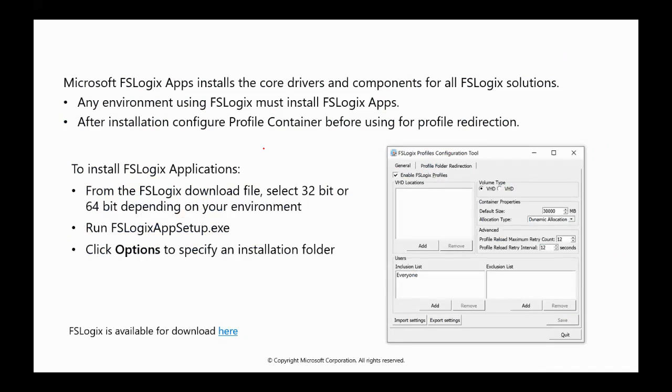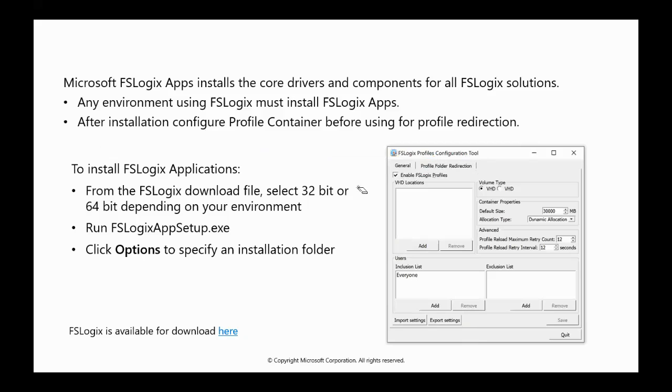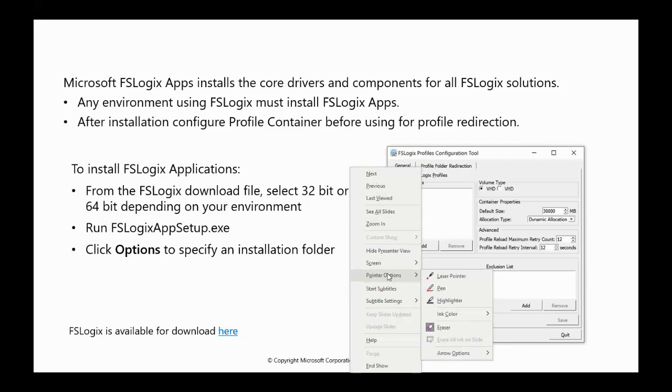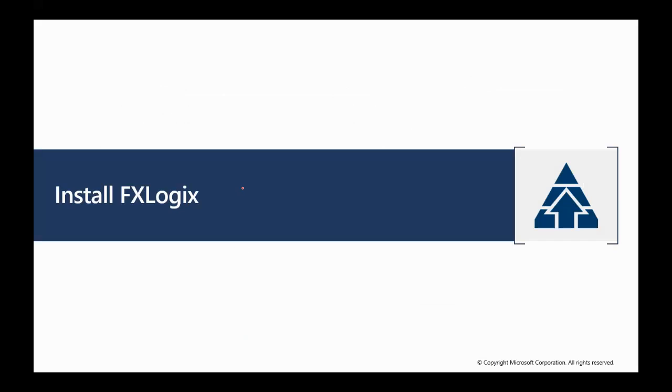Yesterday I showed you how to install it, and then we can log into the utility. This is the FSLogix profile configuration tool. So this is the name of the utility. From this utility, after installing FSLogix, I must take into consideration whether I am using a 32-bit operating system or a 64-bit operating system. Yesterday, I showed you that this is the FSLogix installer. I'll double click on it.